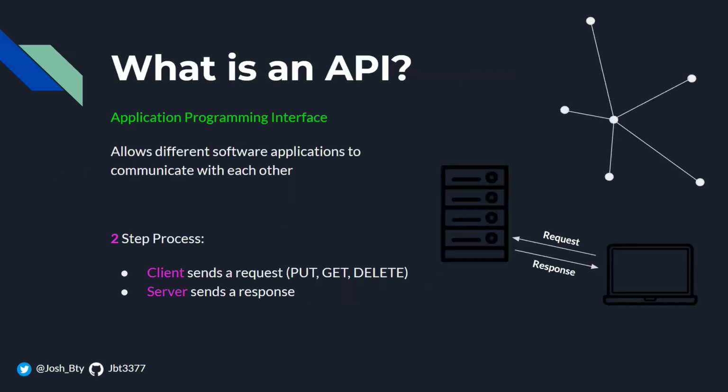So, obligatory slide, what is an API? Like I mentioned, I went into my first REST API project not knowing what an API was entirely. Very quickly, API stands for Application Programming Interface, and what it essentially allows is for one piece of software to communicate with another. You can imagine this has a multitude of uses, and it does, but I like to simplify it in my head to a two-step process.